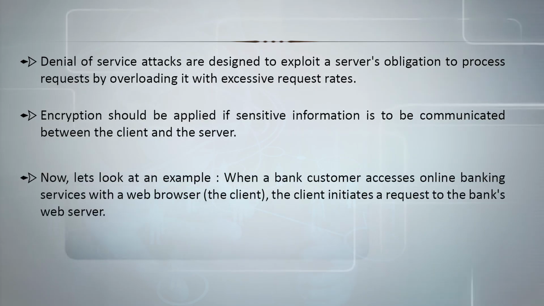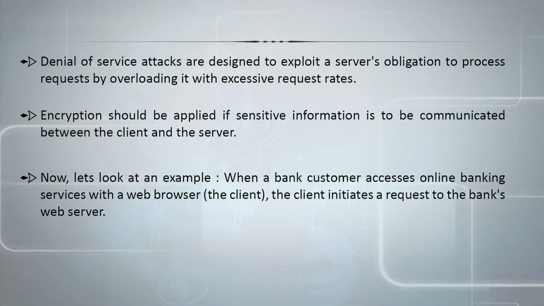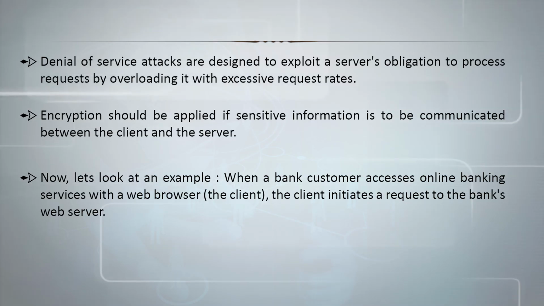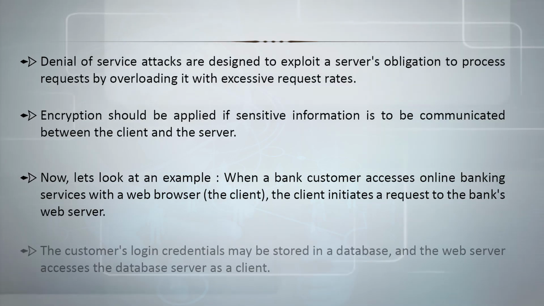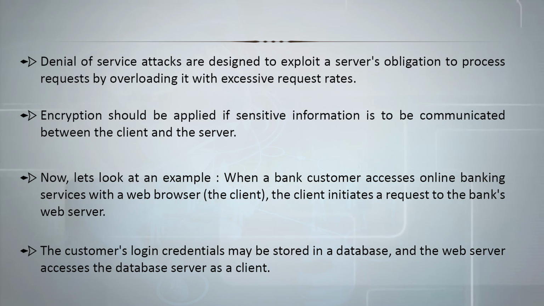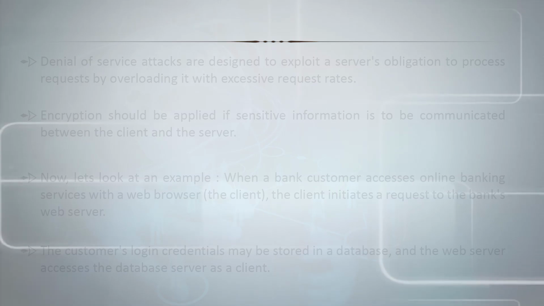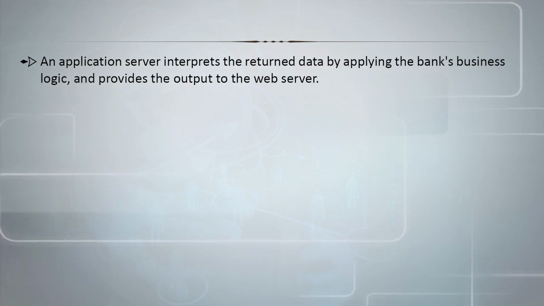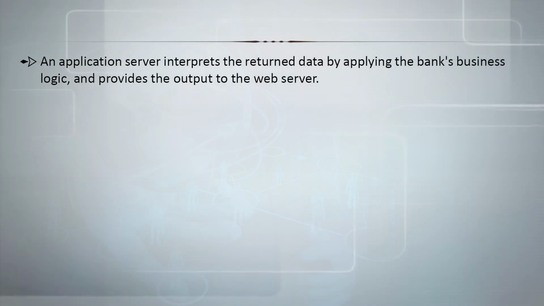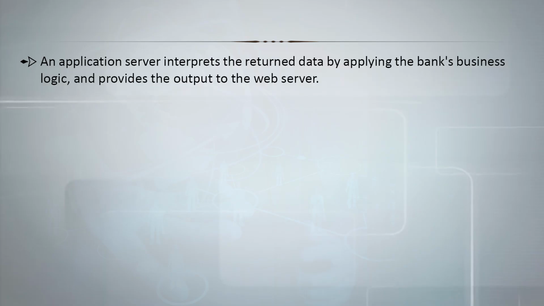Now let's look at an example. When a bank customer accesses online banking services with a web browser, which is the client, it initiates a request to the bank's web server. The customer's login credentials may be stored in a database, and the web server accesses the database server as a client. An application server interprets the returned data by applying the bank's business logic and provides the output to the web server.